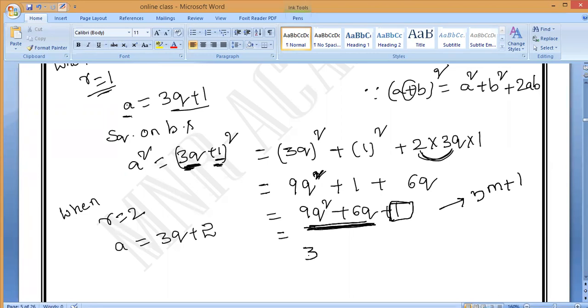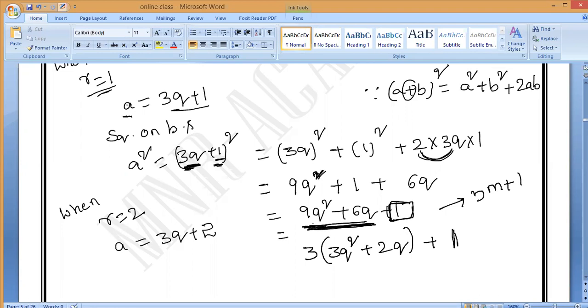Take 3 common. The first term becomes 3q square plus 2q, plus write 1 as it is. Do you understand this step? Any doubt? Here we have to show that it is in the form of 3m plus 1, so don't disturb the 1. Write 1 as it is.